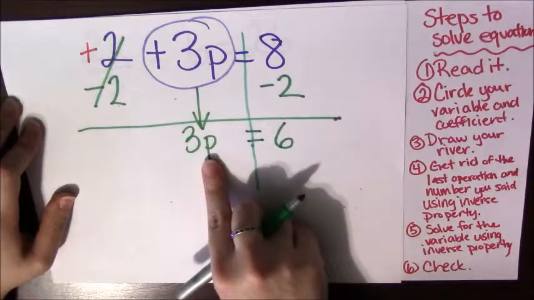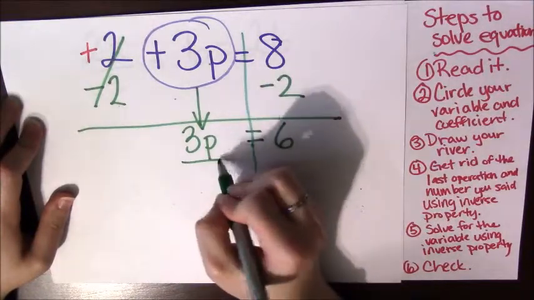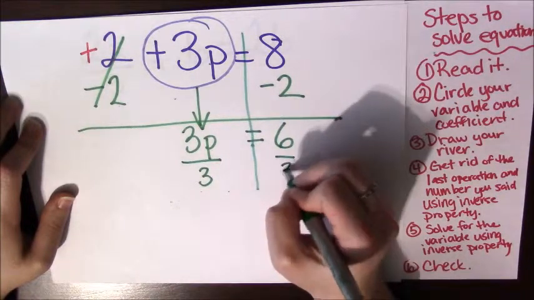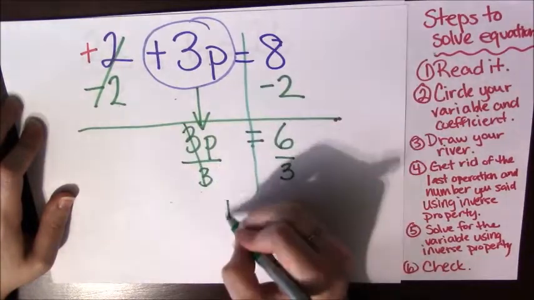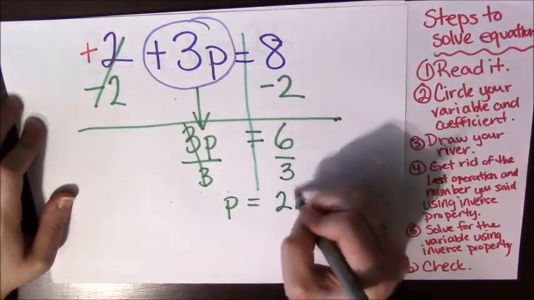I'm still solving for p. So how do I get rid of p? I divide both sides by 3. They cancel, so p equals 2.